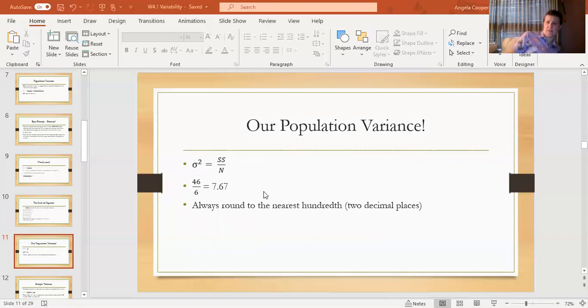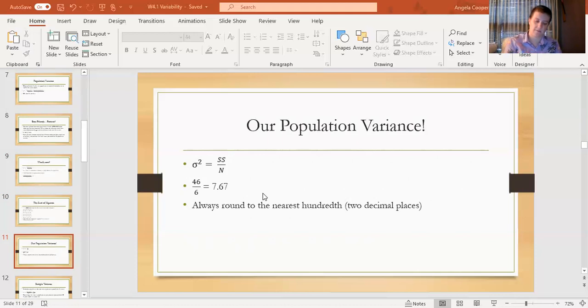Keep in mind, though, we still have to do one more thing, and that's divide by the population size, which was 6. So you take 46, divide by 6, and then you have 7.67. Again, we're always going to round to the nearest hundredth or 2 decimal places. So I believe that's like 7.666666. I don't want to summon a demon, but you would just round that to 7.67. Easy.